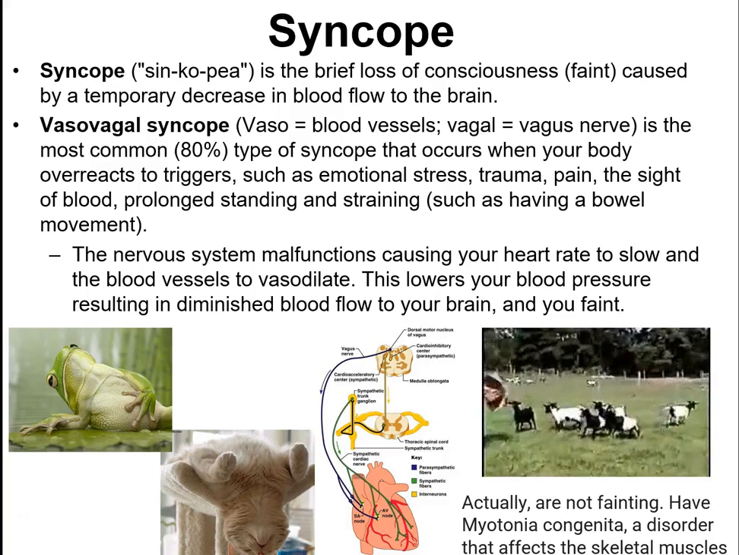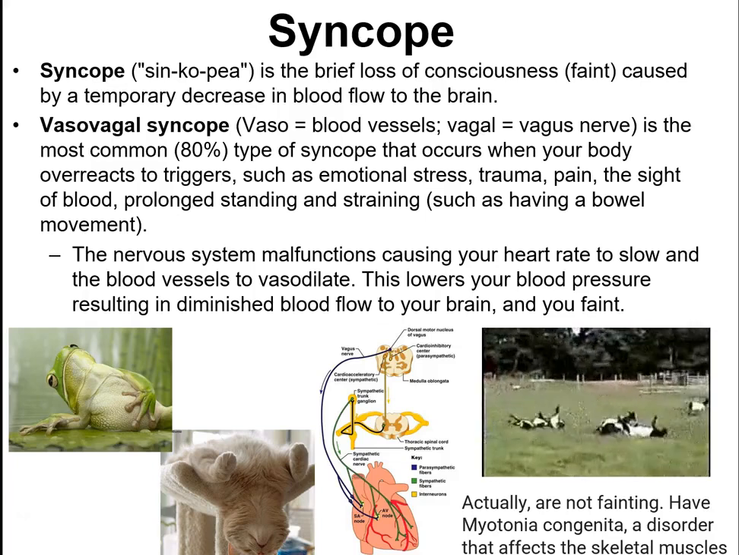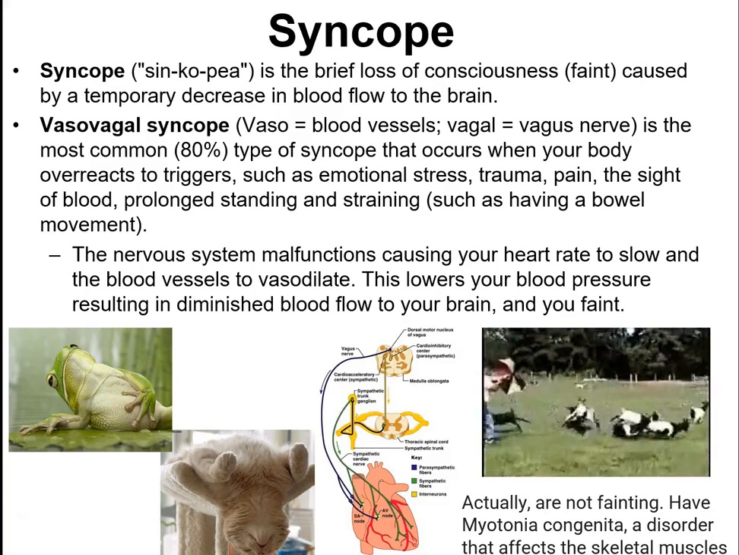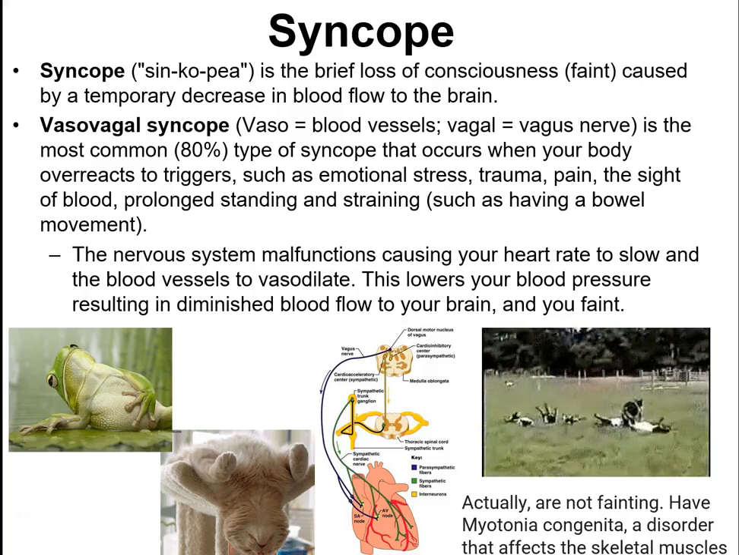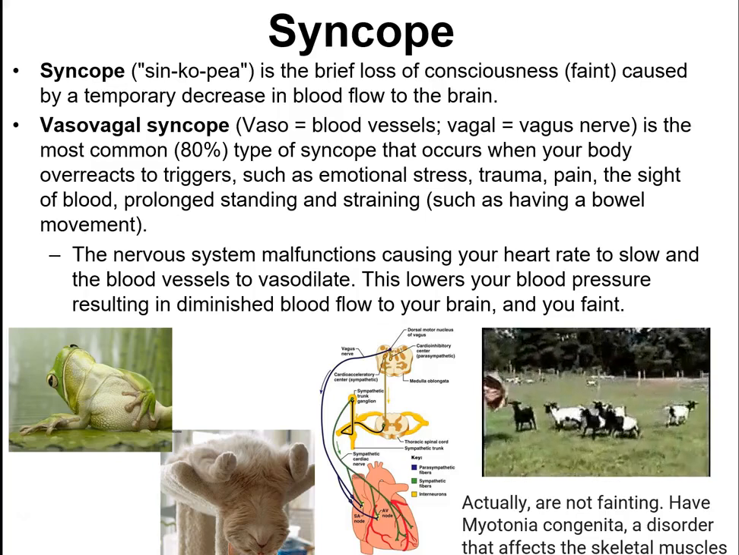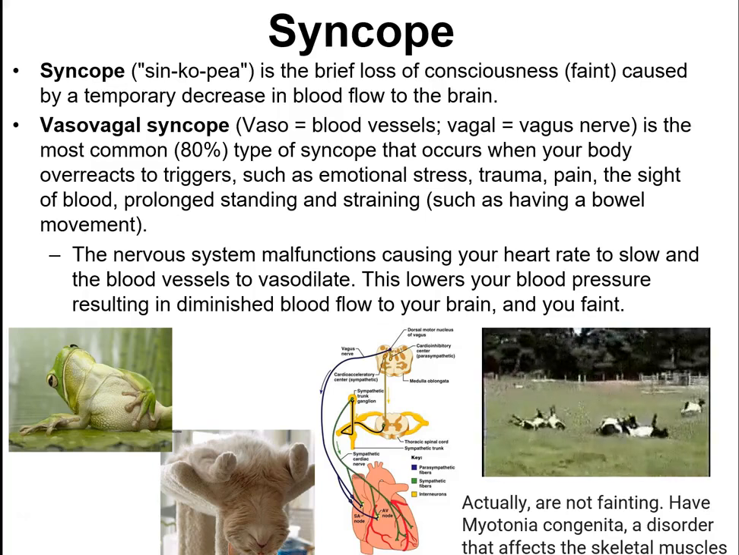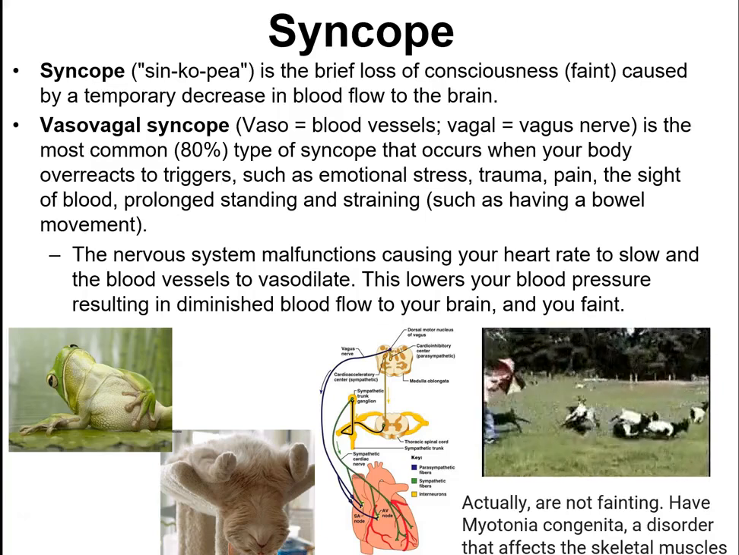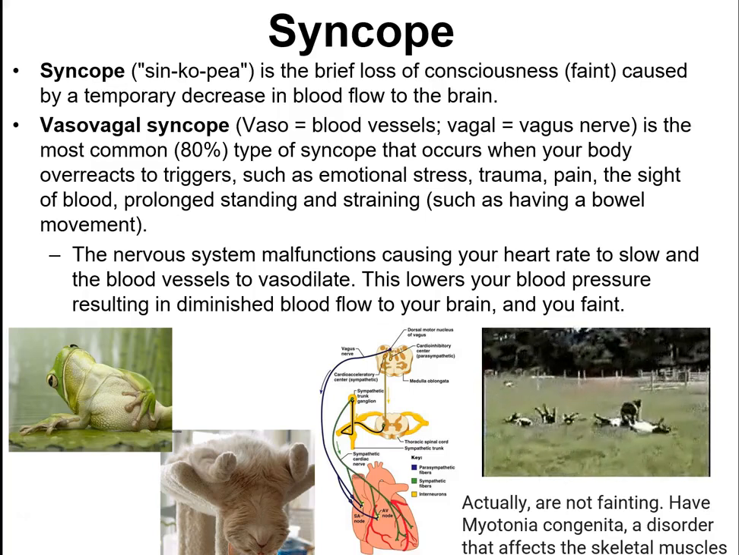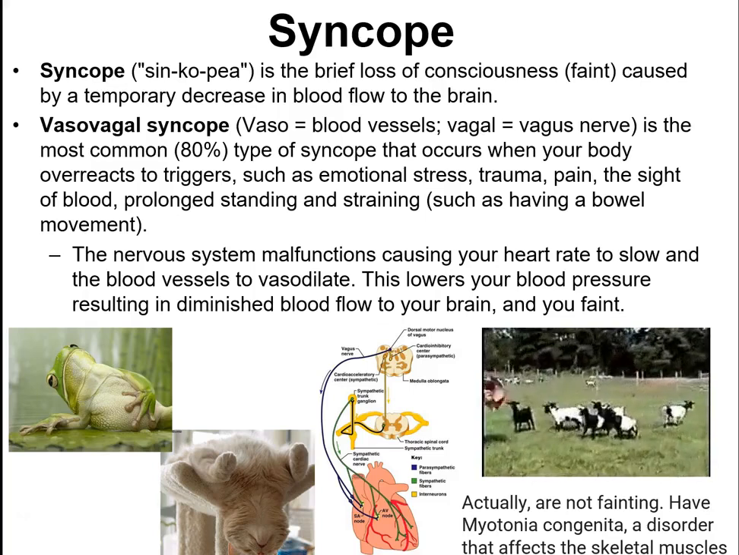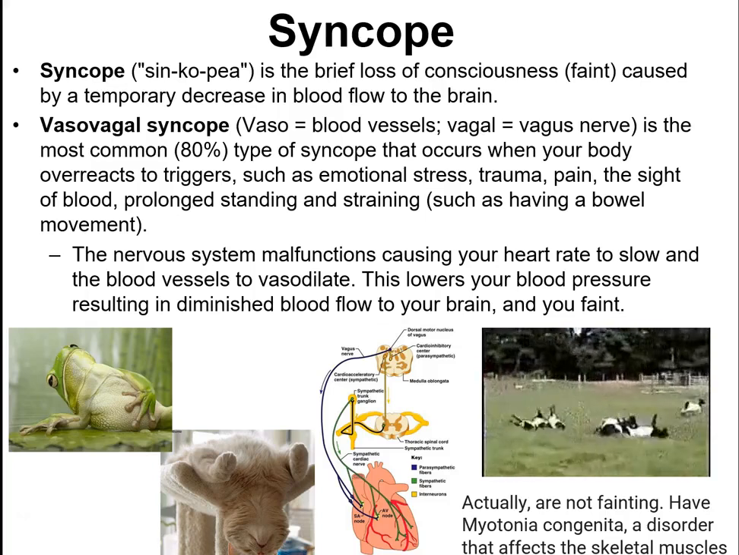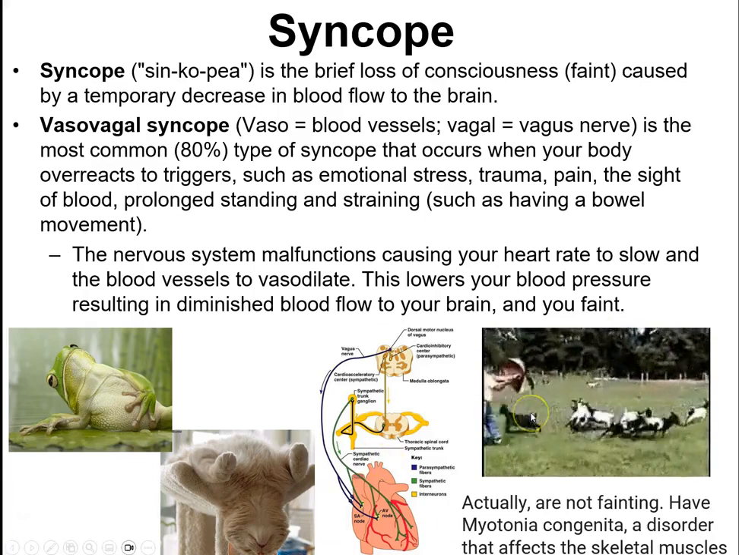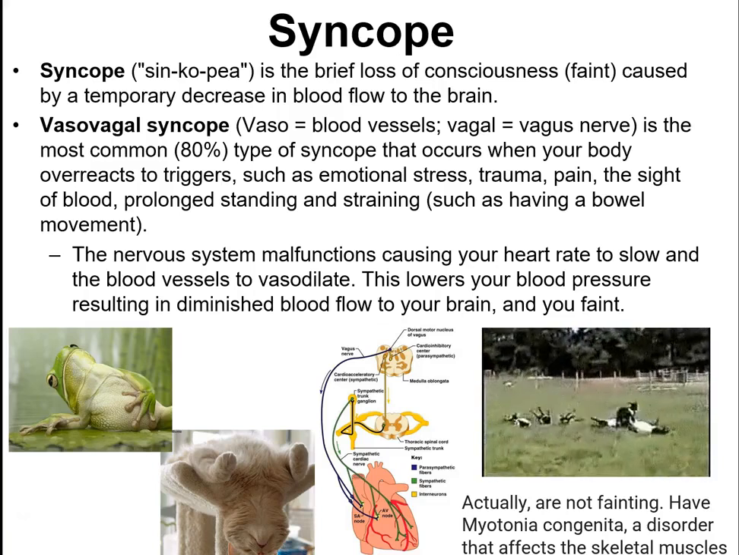This is the most common type of syncope. This can happen in cases of emotional stress, a lot of trauma, severe pain. Some people have this response seeing blood, sometimes prolonged standing. So if you're standing for too long or straining, even having a bowel movement, that does happen sometimes because there's too much pressure being put that is causing blood flow to not get to the brain. So the nervous system here can malfunction, causing the heart rate to slow down and the blood vessels to vasodilate, which decreases blood pressure, which results in less blood flow to the brain, and then you faint. A little graphic down here, these are fainting goats. They're not actually fainting, it's a muscle condition.